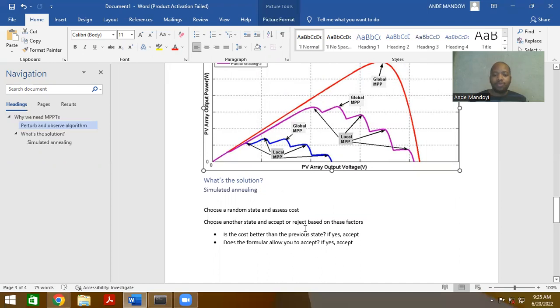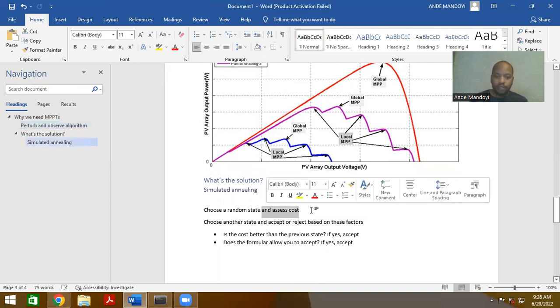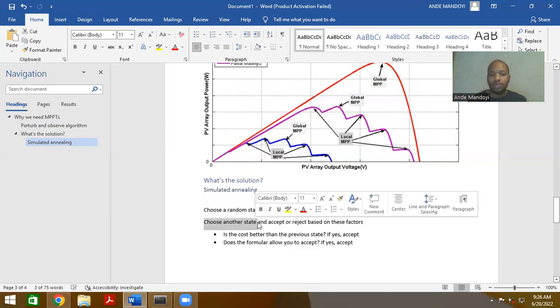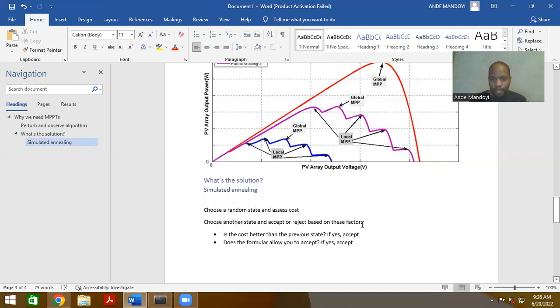And we assess what we call the cost function, or the cost of this duty cycle. The cost in this case would be the power, right? And then we choose another random state, and we assess its cost, and we compare the costs of the two.